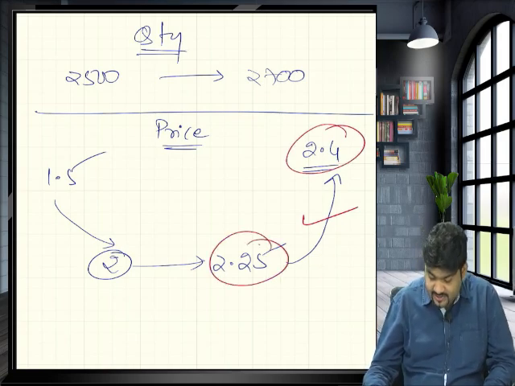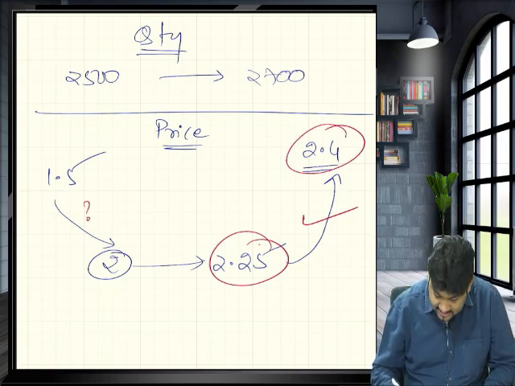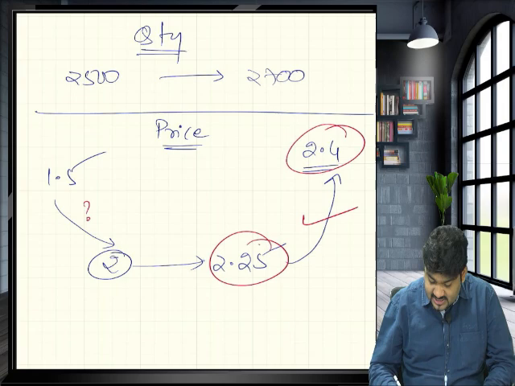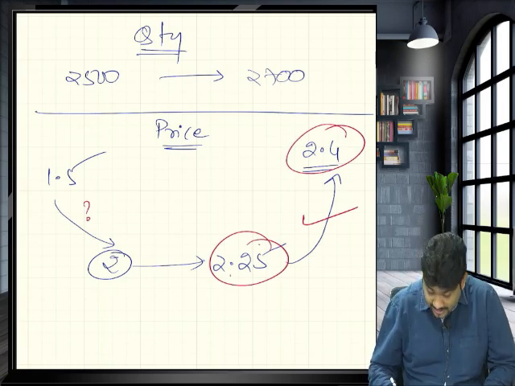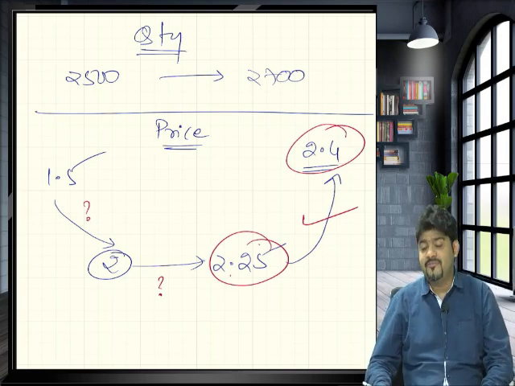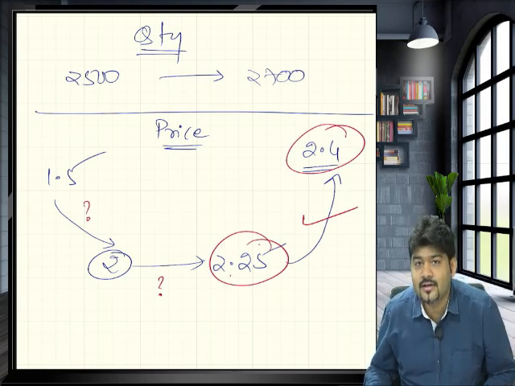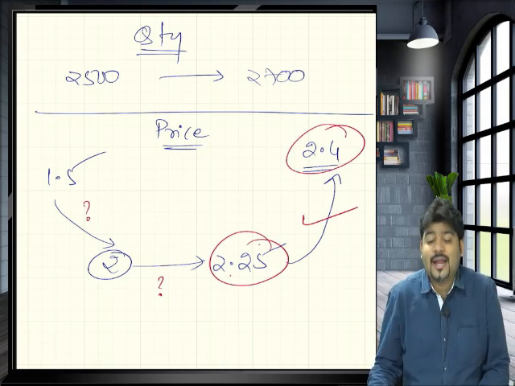Has the comparison between 1.5 to 2 been done? So can I say this is pending? Can I say the comparison between 2 to 2.25 is done? No. So can I say this is also pending? Yes. Can I say that the comparison between 2.25 to 2.4 is also pending?